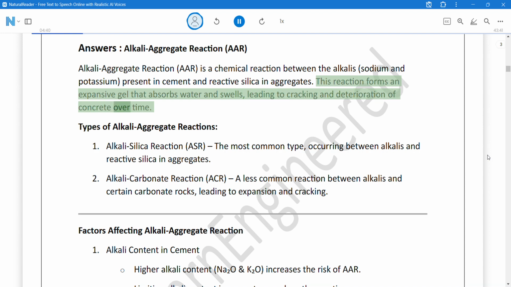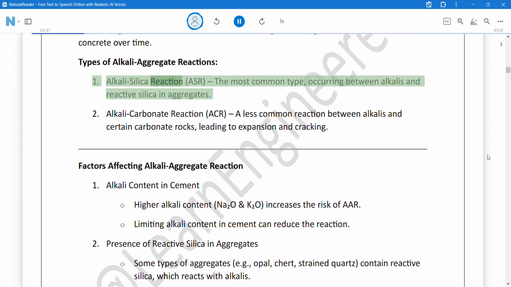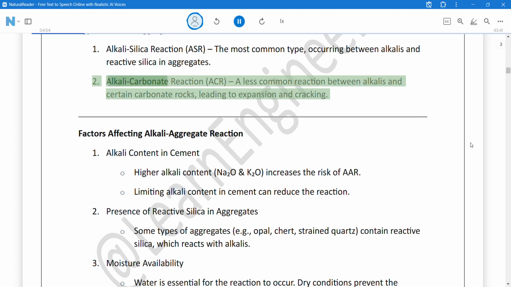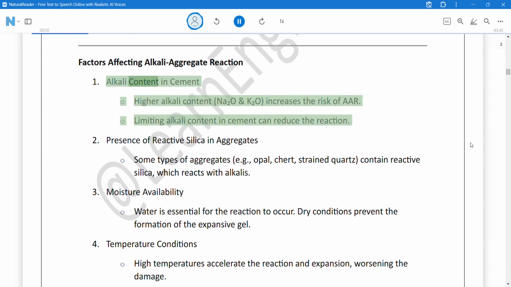Types of alkali-aggregate reactions. 1. Alkali-silica reaction, the most common type, occurring between alkalis and reactive silica in aggregates. 2. Alkali-carbonate reaction, a less common reaction between alkalis and certain carbonate rocks, leading to expansion and cracking. Factors affecting alkali-aggregate reaction. 1. Alkali content in cement. Higher alkali content increases the risk of AAR. Limiting alkali content in cement can reduce the reaction.